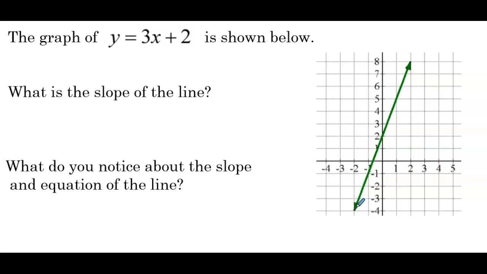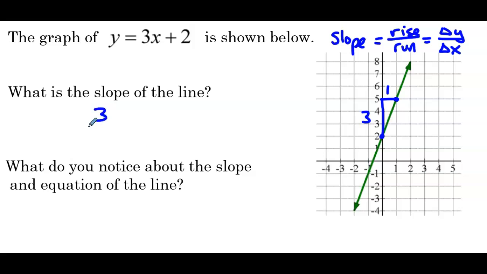Now we have the graph of this line, 3x plus 2. What is the slope of the line? Well, if we look on the graph, we have our point here, we have a point here. So if you remember, slope equals rise over run, or change in y, which we write delta y, over change in x. Okay, so we go up 3 on the y-axis and over 1 on the x. So the slope is 3 over 1, which is equal to 3.